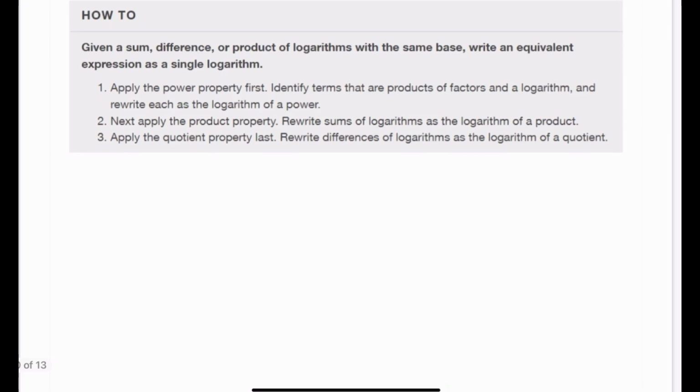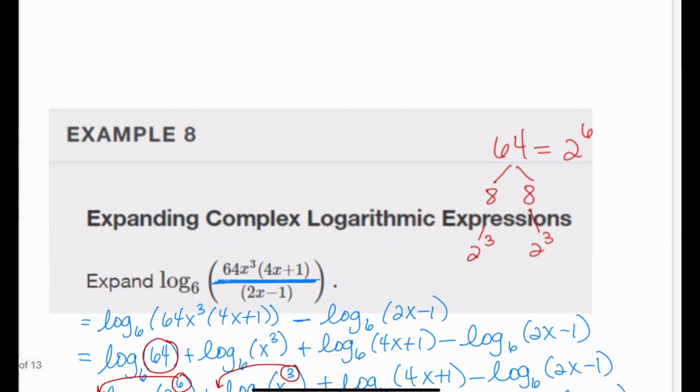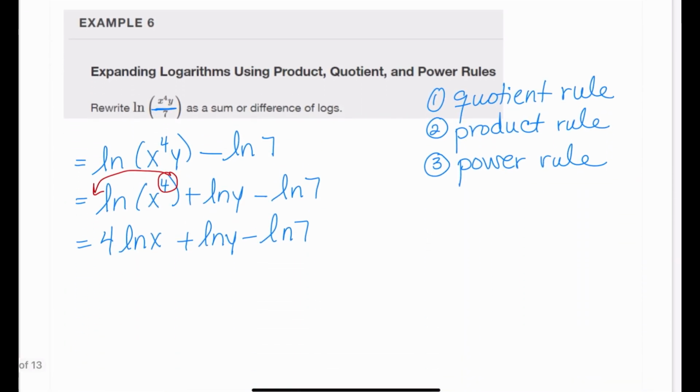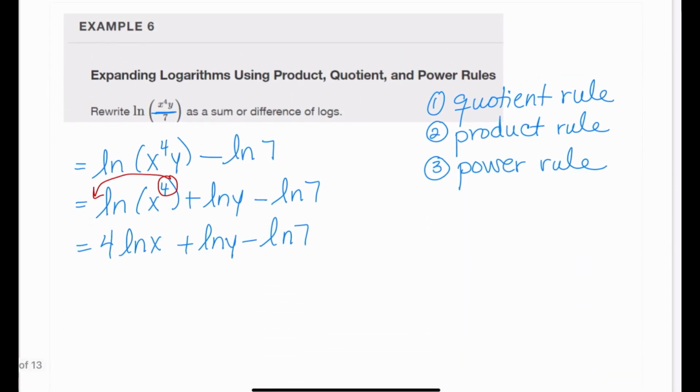Okay, so now we have to go backwards. What is the order for us to go ahead and take something that is expanded and bring it back to a single logarithm? Well, we're going to go backwards. In example 6, notice we did quotient rule first, then product rule, then power rule. So we are literally going to go backwards to do this.